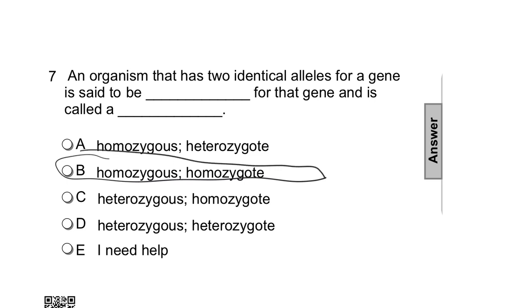I didn't really say that second part, but it should make sense. If you are homozygous for a gene, that means you're a homozygote for that gene. That doesn't mean you're a zygote.